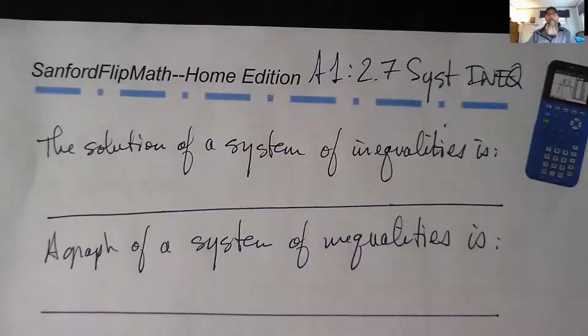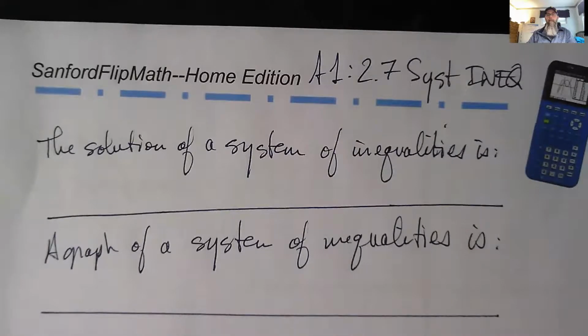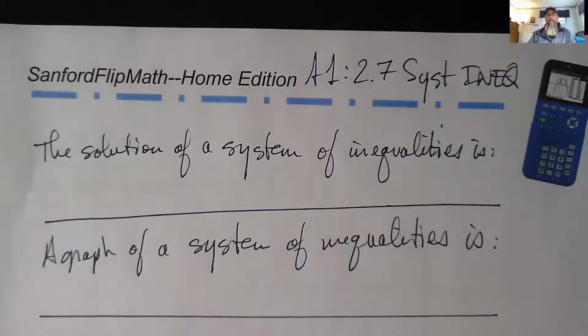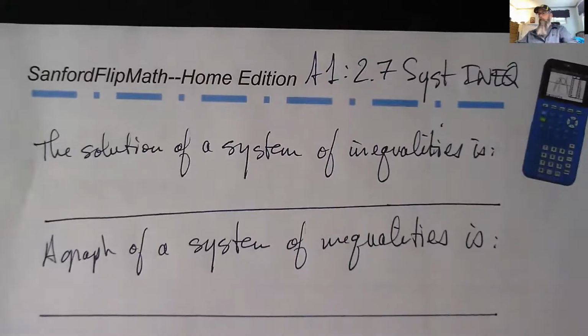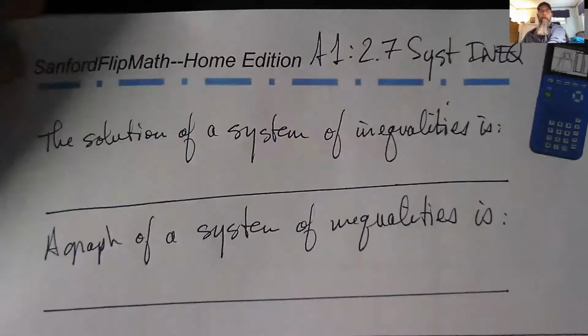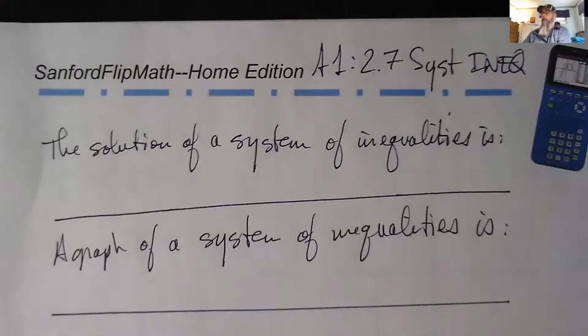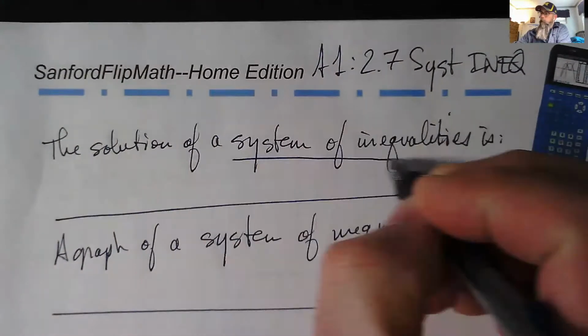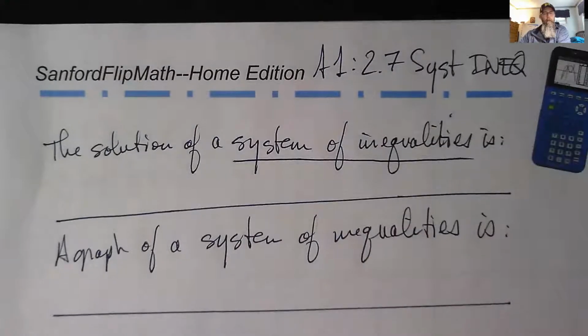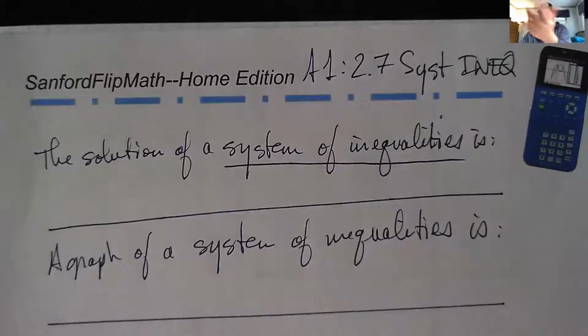And so the definitions that we've been working with for solution and for graph are really the same definitions, but we tailor them to the specific thing we're talking about. So like right now, we are going to talk about a system of inequalities. So a solution of a system of inequalities needs to make it true.